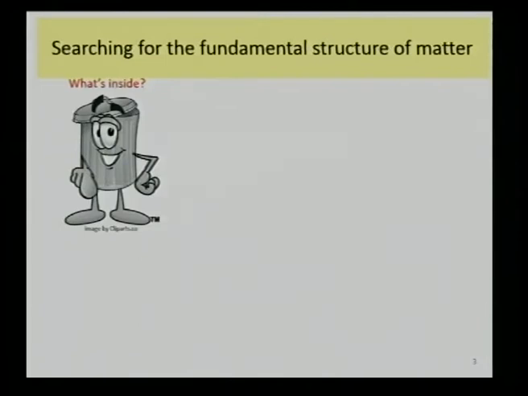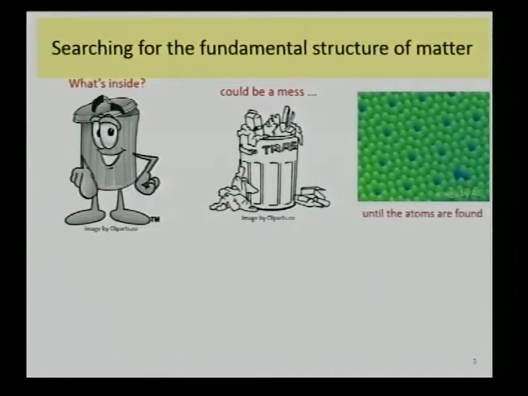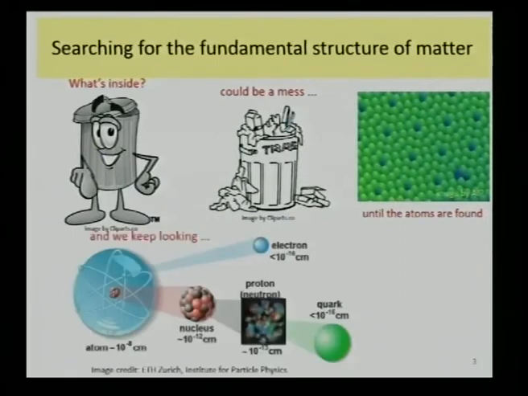So the idea is if I give you an object, and if you like to understand the structure of it, so what's inside, right? It could be really quite a mess inside it. People kept looking. One important breakthrough was, of course, the discovery of atoms. So this is a real picture of atoms. And we've been able to image atoms, individual atoms, for many years now. But we didn't stop there.